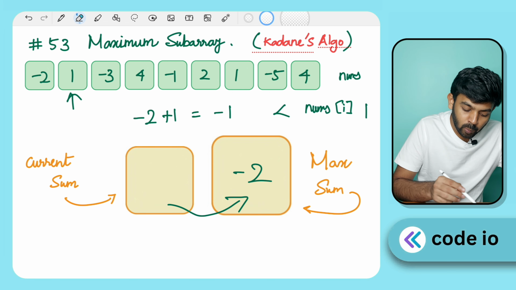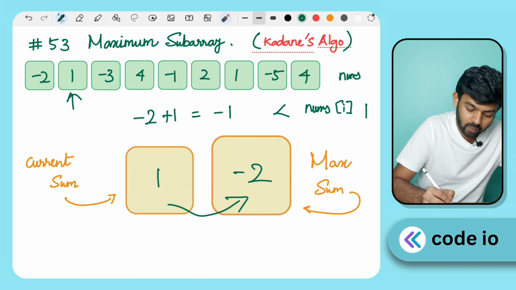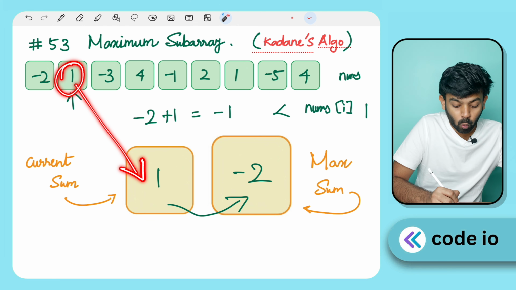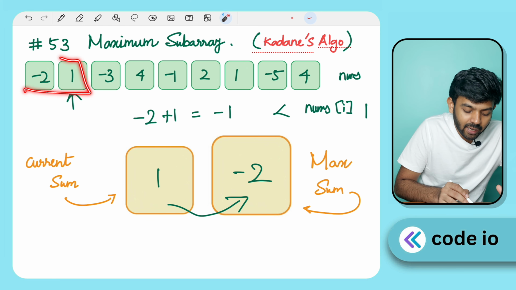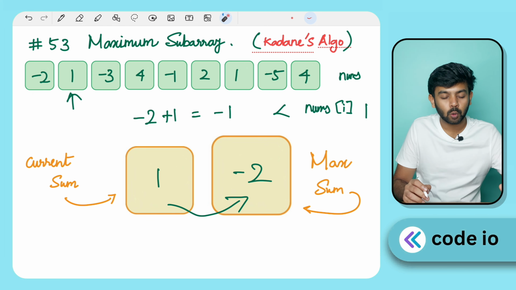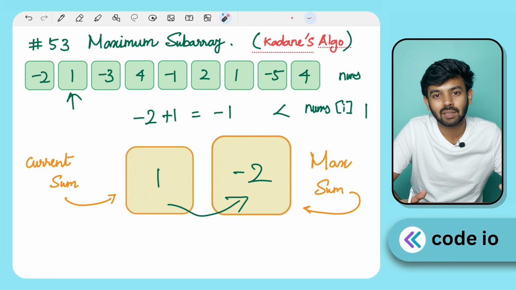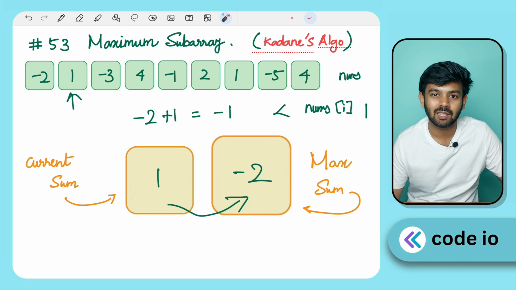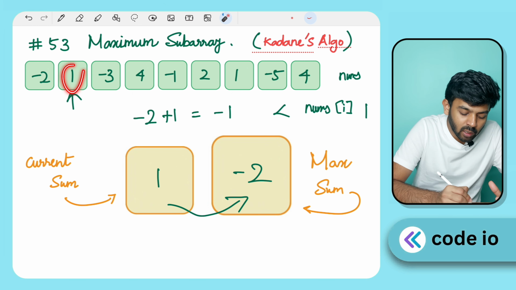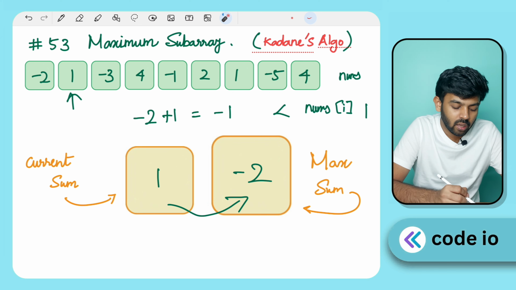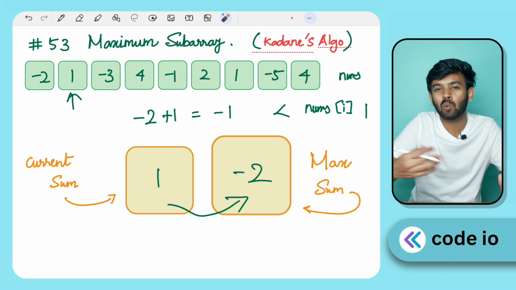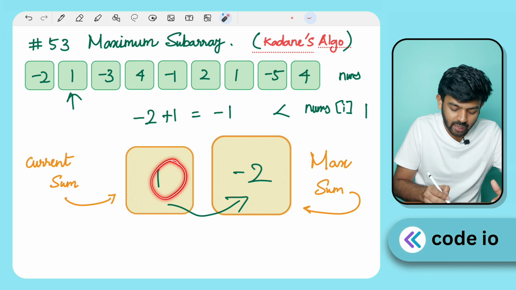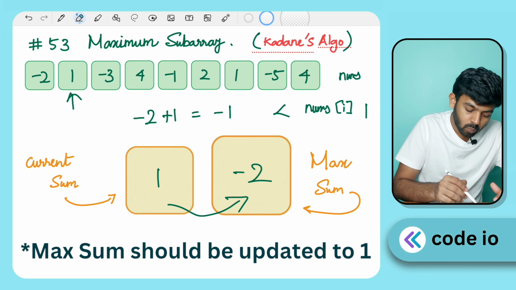Instead, you would replace your current sum with nums of i. You have replaced your current sum with your nums of i. Why are we doing this? Instead of adding minus 1 and minus 2 and 1, that is going to result in minus 1. That is not a large number, right? Instead, you are better off just having this 1 alone. If you add this minus 2, you are just going to decrease your 1's value. So disregard that and just take this 1 as your current sum. Moving on to the next iteration.